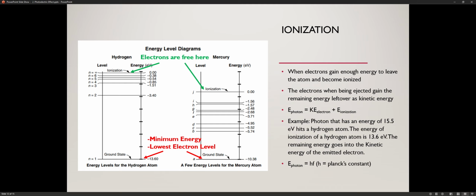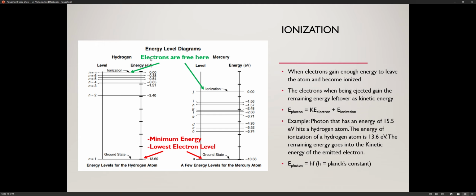This is what your questions are going to be on. On the third page of your reference table, you can see this diagram. You're going to see the electron level diagrams of hydrogen and mercury. And there's one vocabulary word I want to discuss, which is called ionization.